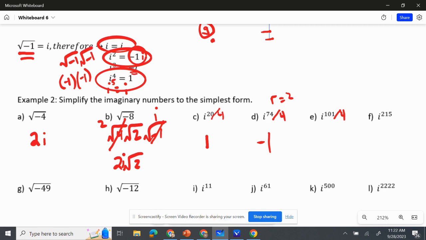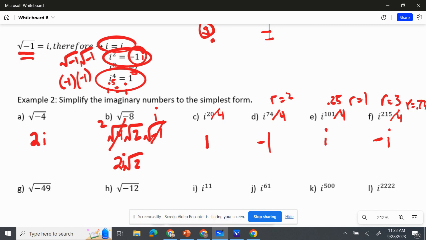101, we divide it by 4. It's going around 25 times, and then one more. If you divide it using the calculator, you'll get 0.25, which means that it's remainder 1, and that means our answer is i. And then if we divide 215 by 4, it's going around 53 times with a remainder of 3. Or if you use a calculator, you get 0.75. So that means it's i to the third, which we know is negative i.